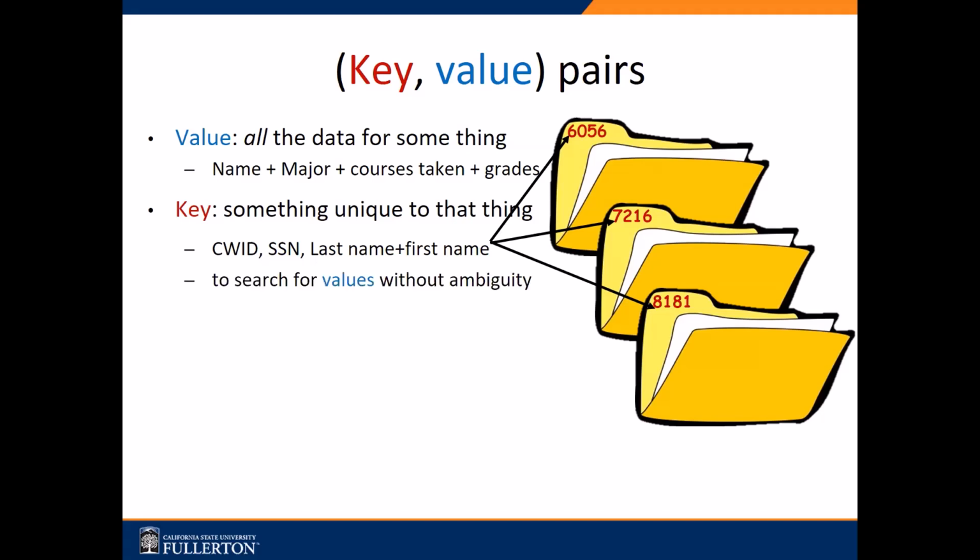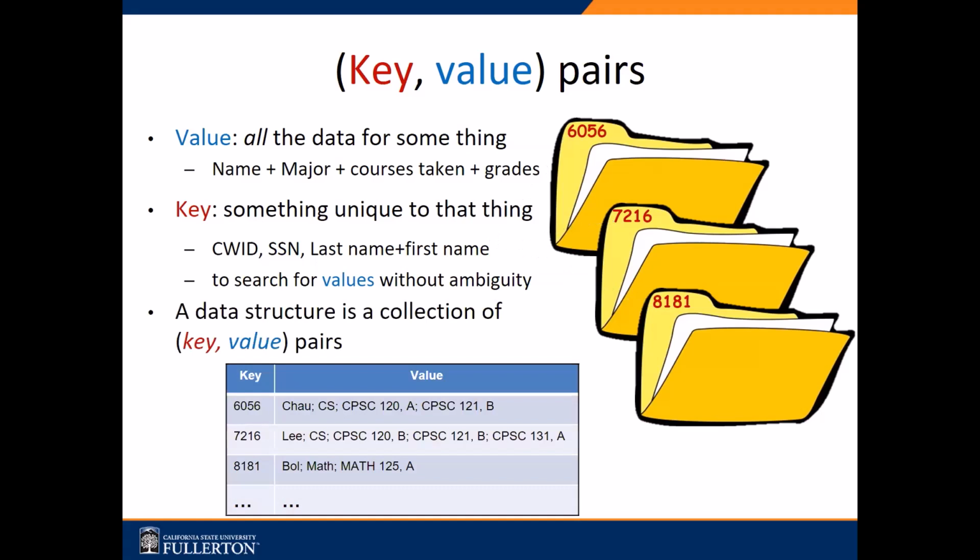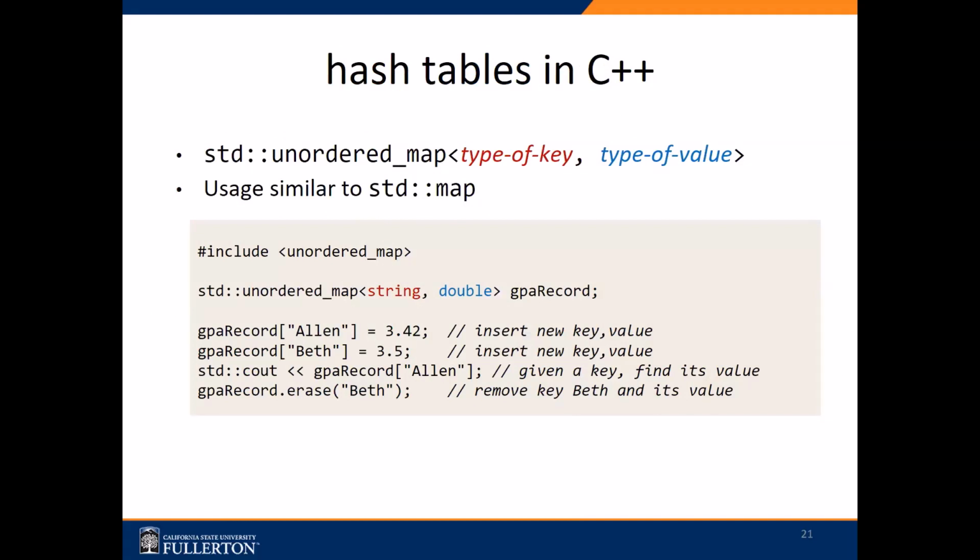Now, a data structure stores collections of key value pairs such that you give a key as input, and the data structure outputs the corresponding value. So in this example, the input is a student ID 7216, and the output is the corresponding record of only that student with that ID. Now, there are different ways of implementing a key value data structure, and one such is with a hash table.